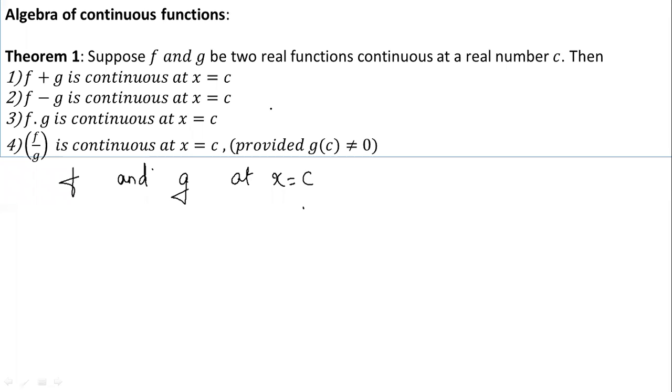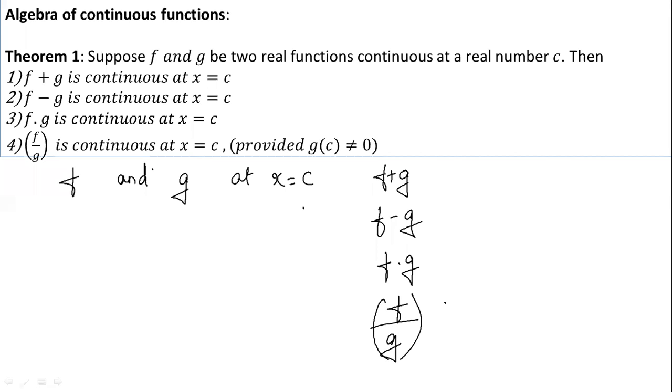So this theorem says, if you have two real functions f and g, which are continuous at some particular point, say c, then even their sum is also continuous. That is, f plus g is also continuous. F minus g is also continuous. And if you take the product, that is also continuous. And the quotient, that is f by g, is also continuous. So this is what theorem 1 says.